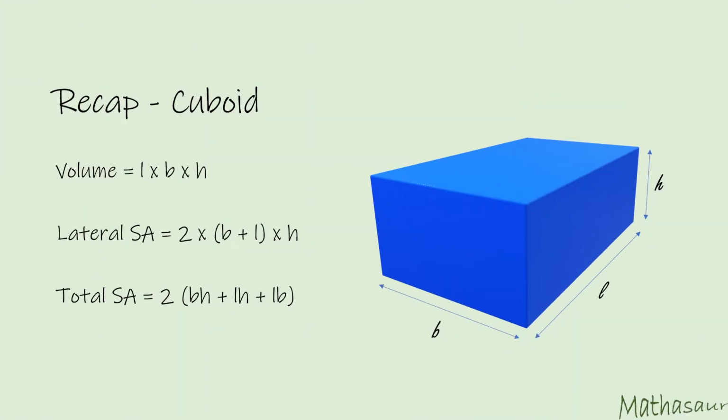Let us recap the volume and surface area of a cuboid. The volume is length into breadth into height. The lateral surface area is 2 times (b plus l) times h. And the total surface area is 2 times (bh plus lh plus lb).